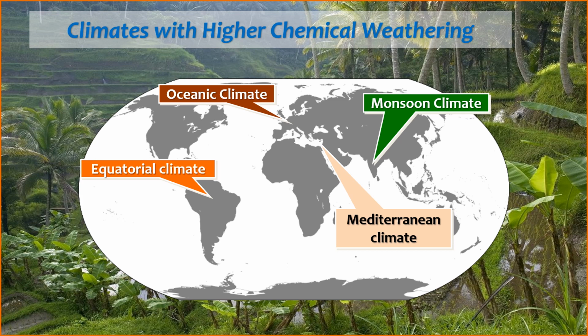It's important to note that while climate plays a significant role in chemical weathering, other factors such as the type of rock, mineral composition, and vegetation cover also influence the rates of weathering. Additionally, human activities, such as pollution, can impact the chemistry of rainfall and contribute to accelerated chemical weathering in certain regions.